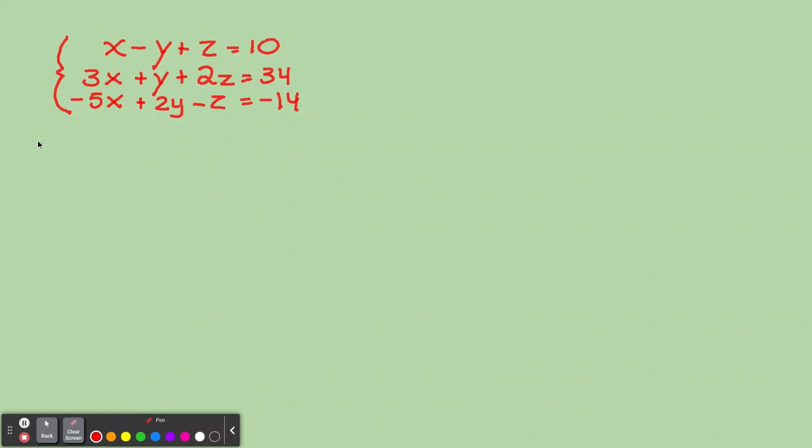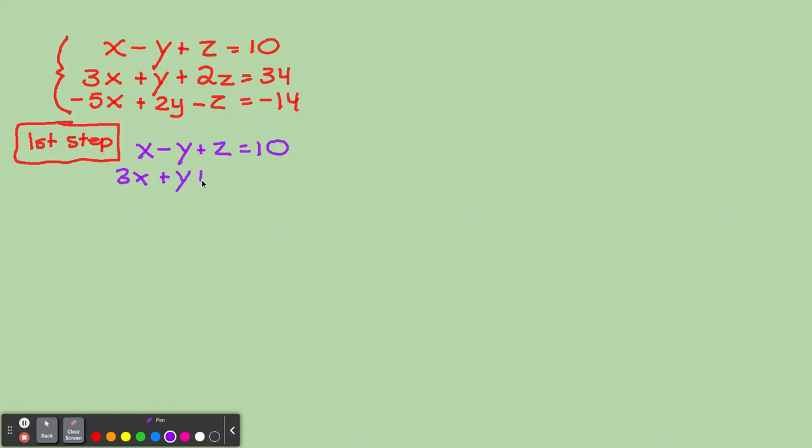So what you should do first, the first step, we'll do this slowly. First step is to do the first two, top and the middle. Do those first. We'll change the color, choose purple. So in the first step, I'm going to take the top equation, x minus y plus z equals 10, and 3x plus y plus 2z equals 34.